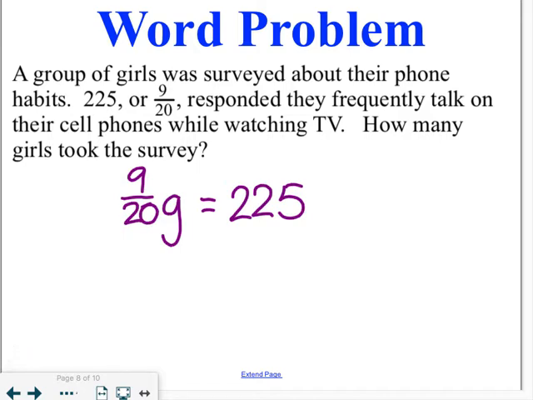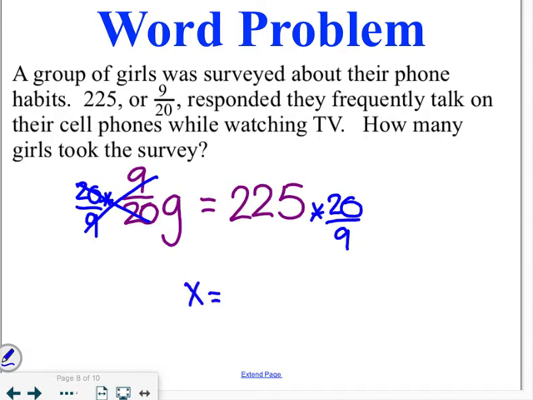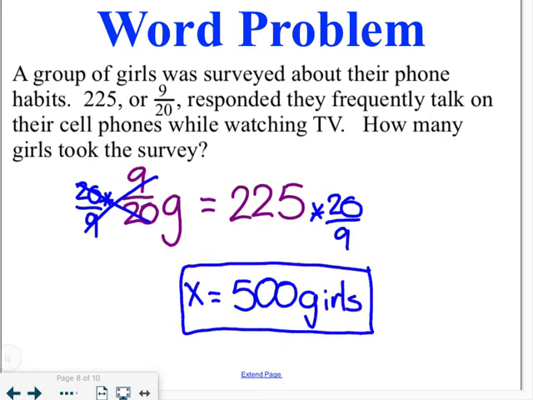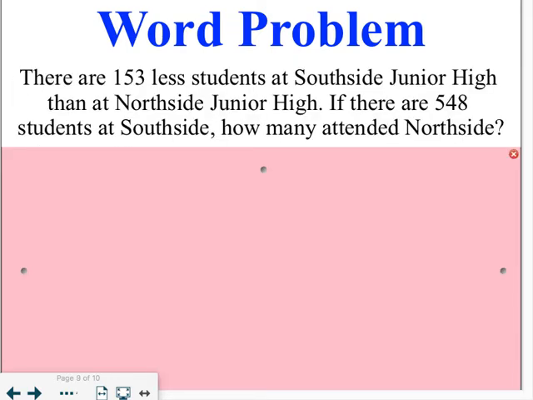In order to undo multiplication by a fraction, we are going to multiply by the reciprocal on both sides, or you can divide by the fraction itself. So multiplying by the reciprocal, that cancels out our fraction. 225 times 20/9 gives us a total of 500 girls being surveyed. Again, it is a word problem. You need a label on that answer. Go ahead and try this word problem on your own.